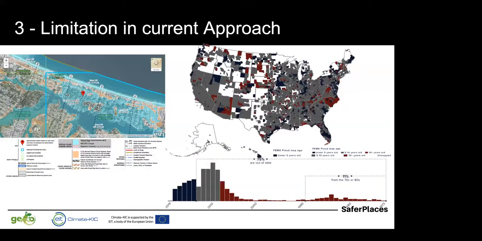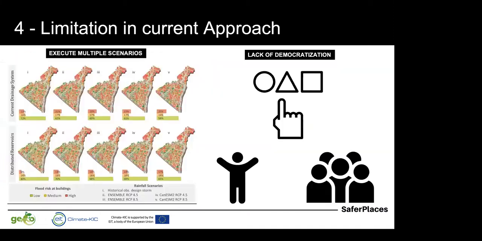Another limitation of available flood hazard maps is related to the fact that the maps are sometimes out of date. Here I reported the situation in the US. The FEMA flood hazard maps are, for example, out of date for 75% of the entire country, represented in gray. And in red, the 11% are flood hazard maps produced during the 80s. So maps need to be updated quite frequently.